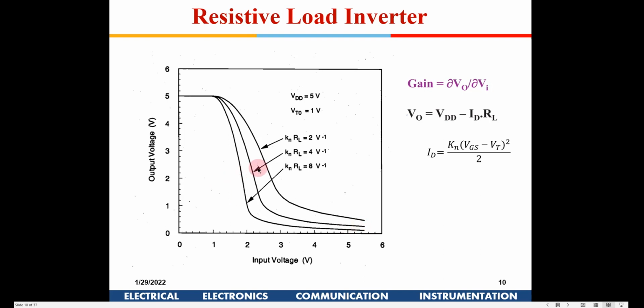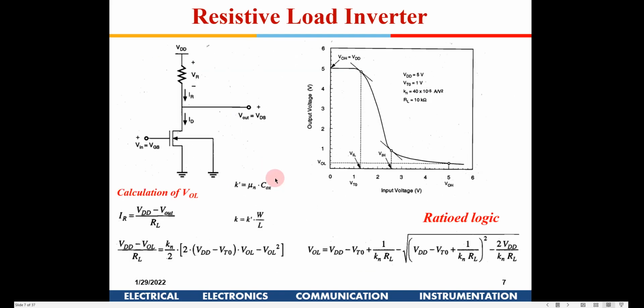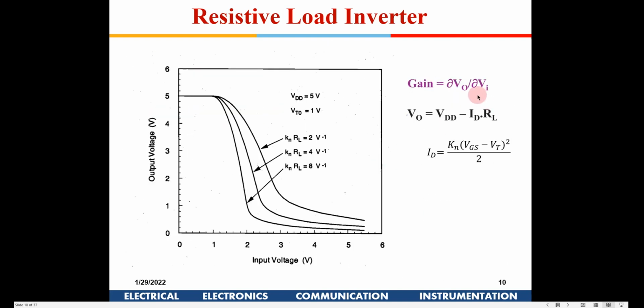Another thing you can observe here is the slope. If you consider this as an amplifier with V in as input, for a small change in V in there will be a small change in current ID, and the voltage drop will be that current times this resistance, delta ID times RL. So the slope or the gain is proportional to ID and RL, and ID in turn is proportional to Kn. So KnRL is directly proportional to the gain. If you keep increasing KnRL, the gain will increase, and that is why you have a steeper curve here.